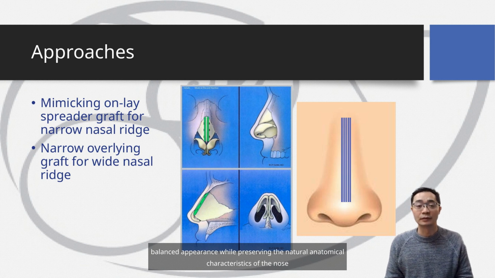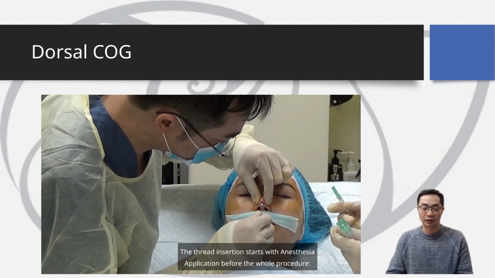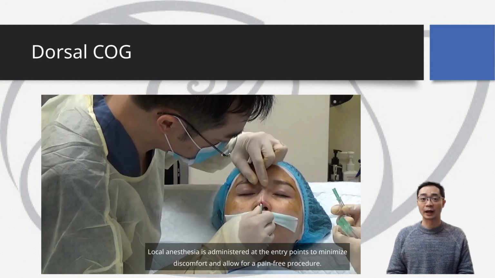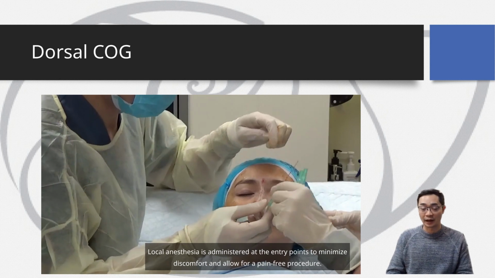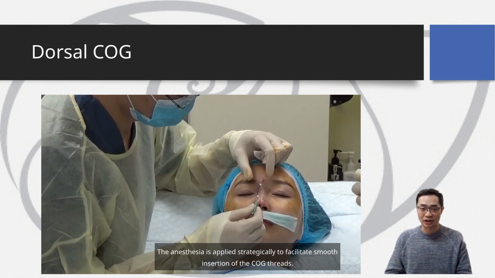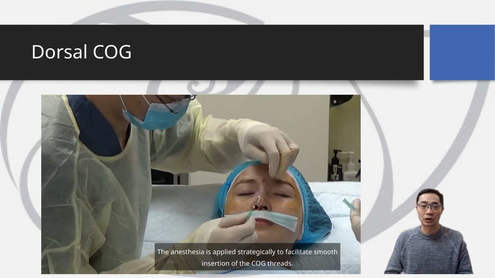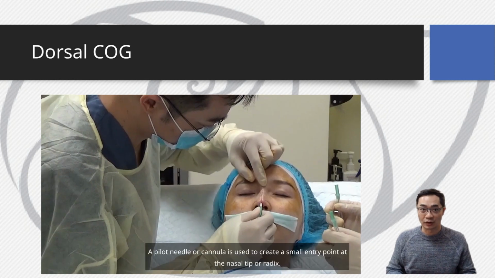The thread insertion starts with anesthesia application before the whole procedure. Local anesthesia is administered at the entry points to minimize discomfort and allow for a pain-free procedure. The anesthesia is applied strategically to facilitate smooth insertion of the COG threads. Then we go for the insertion of COG threads.